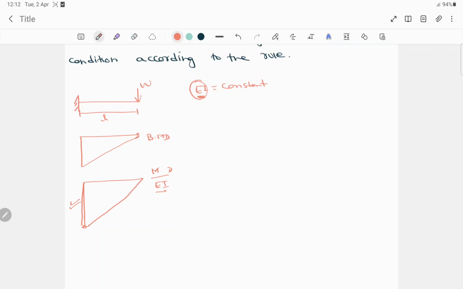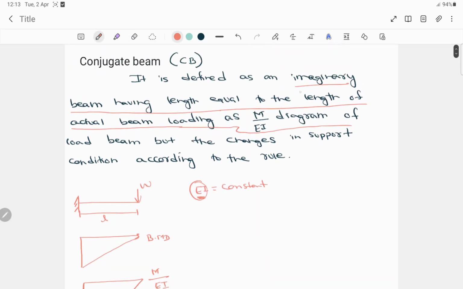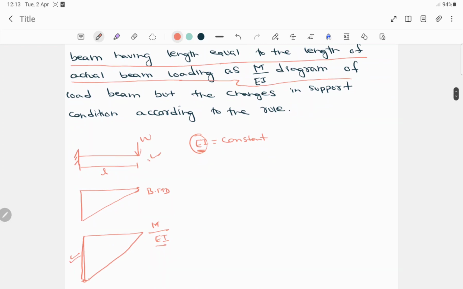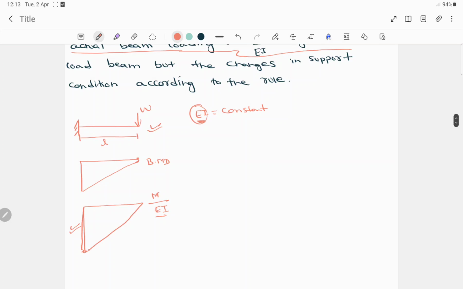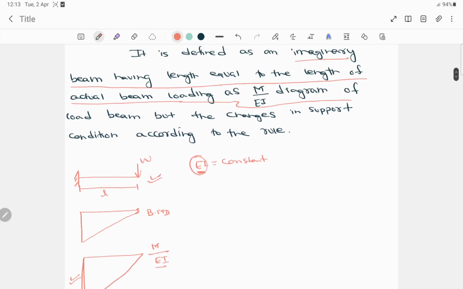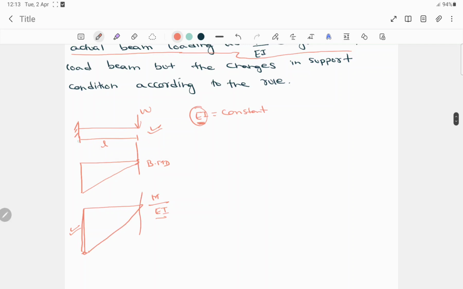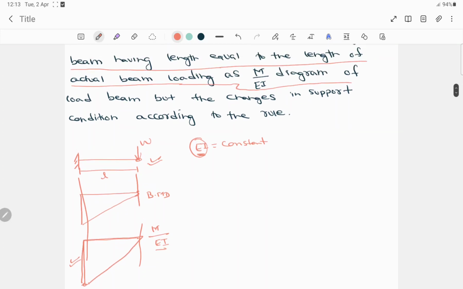Okay, so now in the definition it says that it is an imaginary beam having length equal to the length of the actual beam. Actual beam here is this one. Okay, this is the actual beam, and the length will be equal to the length of the actual beam. This is the imaginary one, and this is the actual beam. So the length will be same as the actual beam, with the M by EI diagram of the loaded beam, but the changes in support condition according to the rule.